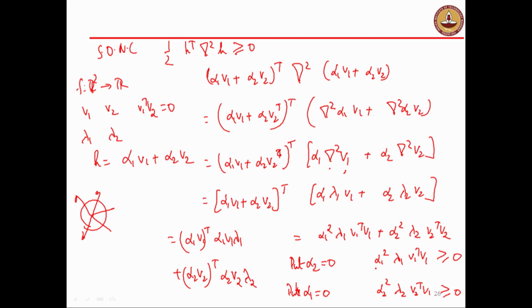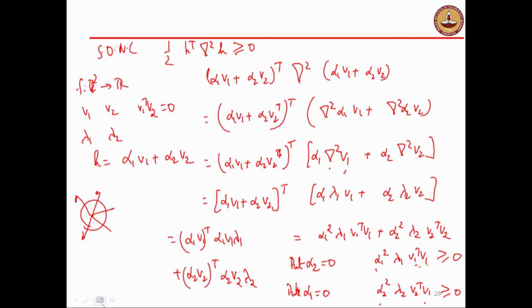This is a non-negative number. The length of a vector is definitely positive, because we said eigenvectors are non-zero vectors, they have non-zero length. So this is positive, this is positive, therefore lambda 1 has to be non-negative. Likewise this is positive, so therefore lambda 2 has to be non-negative.